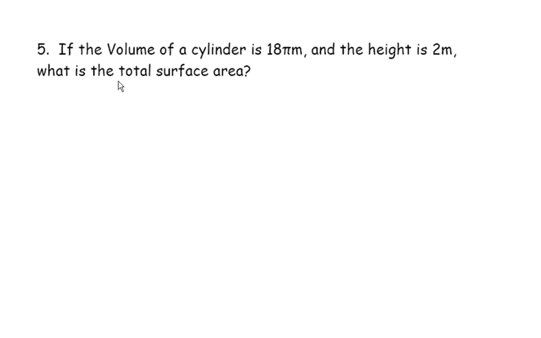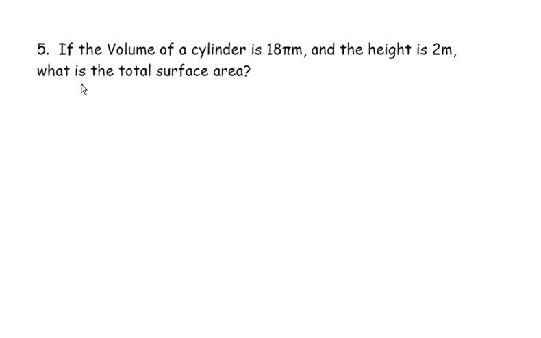Question number 5, if the volume of a cylinder is 18 pi meters and the height is 2 meters, what is the total surface area? All right, what we really need to do is use this volume to find the radius, and then we can go forward and find the total surface area, because we can't go straight from volume to surface area.